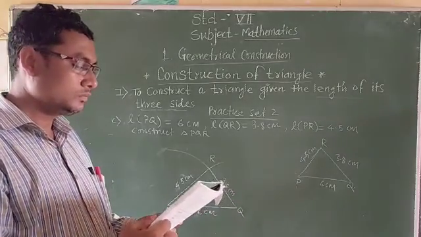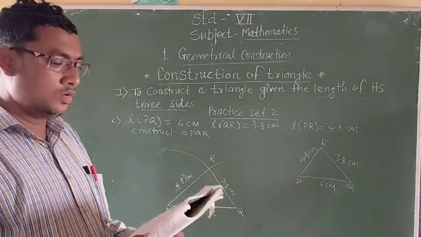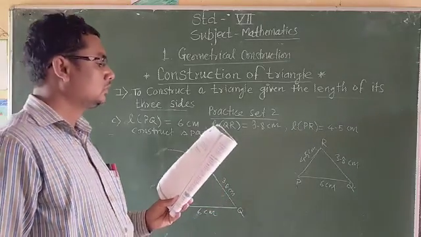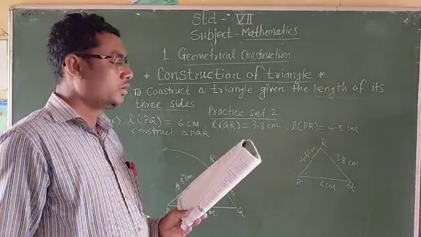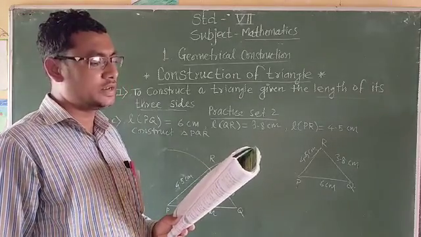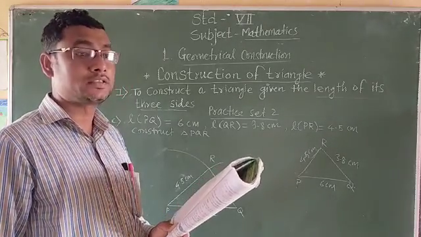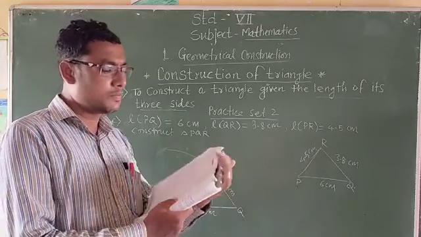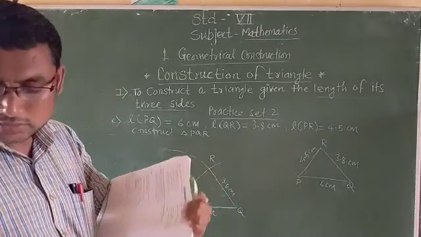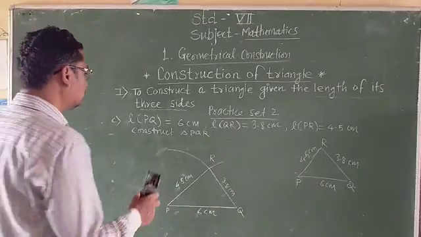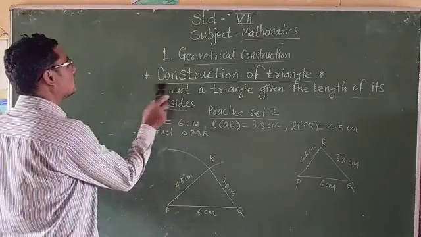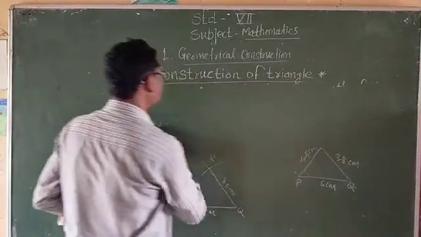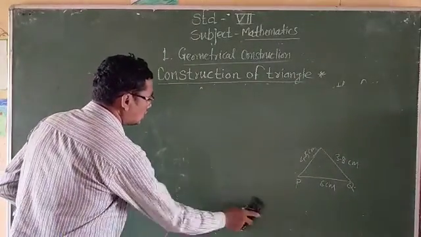Okay. Now the next one. Second question: draw an isosceles triangle with a base of 5 centimeter and the other sides 3.5 centimeter each. So we have to construct another triangle, an isosceles triangle.